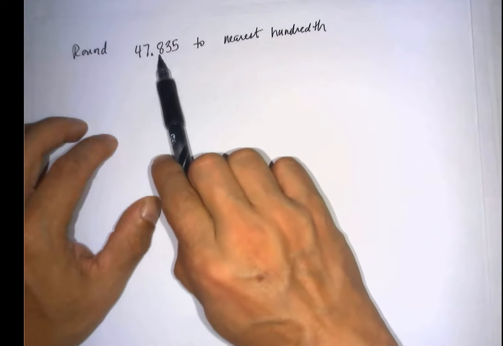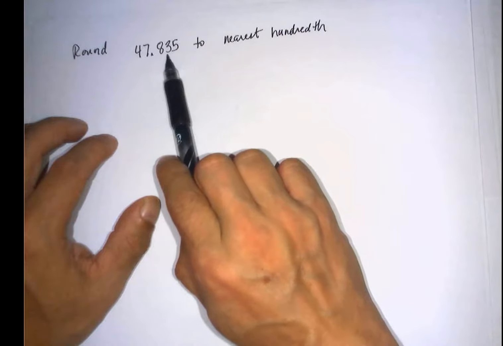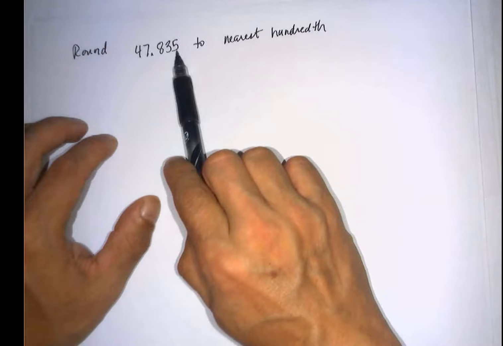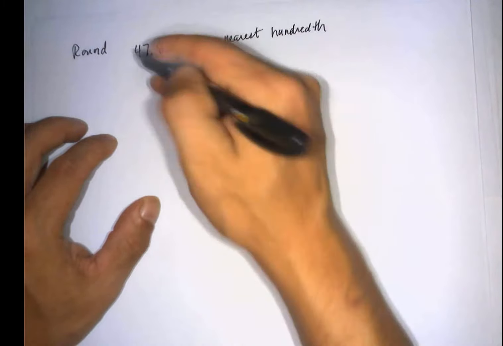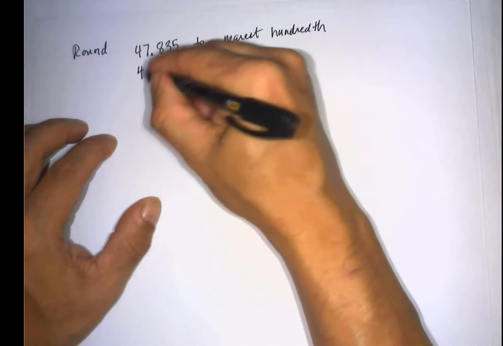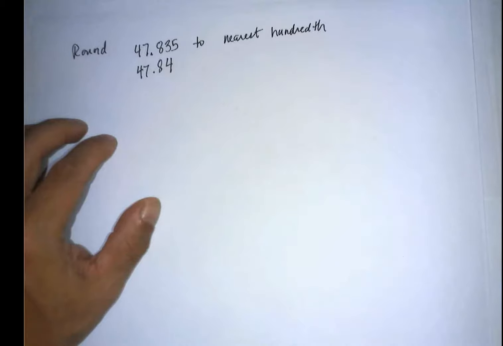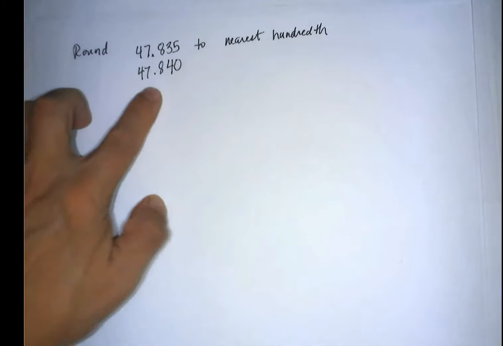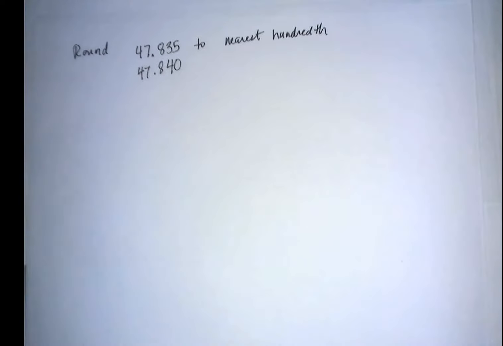This is the tenths, and this is the hundredths. So we're looking at this place to round to, and we look to the place to the right, and we have a 5, and 5 is greater than or equal to 5, so this 3 becomes a 4, and we can leave it like that, 47.84. However, this is also acceptable. However, most of the time you would just see 47.84.